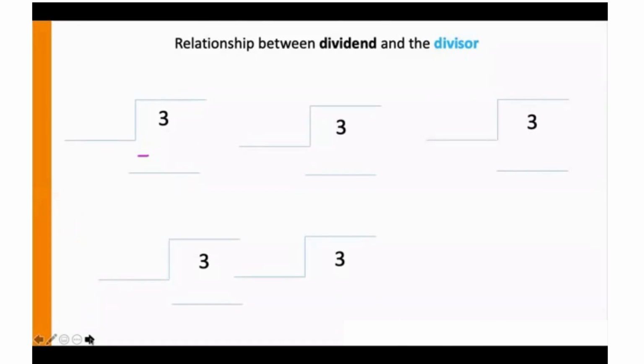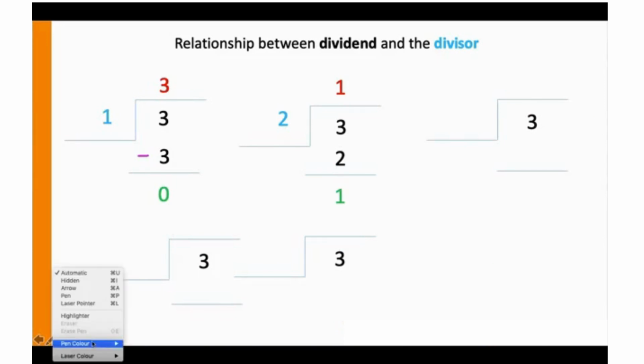Before we talk about polynomials, let's see the relationship between the dividend and the divisor. So if I take 3 as a whole number and I want to divide 3 by any divisor, what are the divisors that I can take? So I can divide 3 by 1 and we will get 3, 1 3s are 3 and the remainder becomes 0. We can divide it by 2.